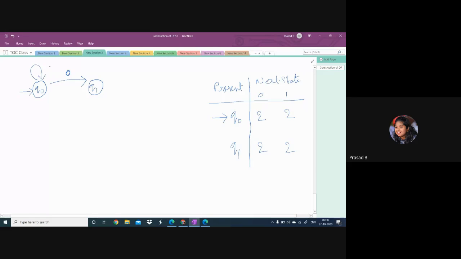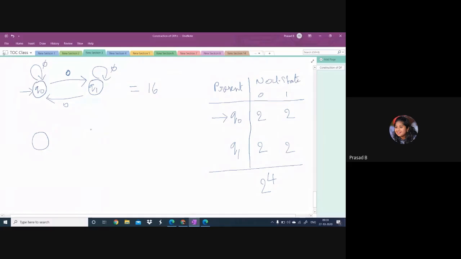Do you understand? Q0 on 0, you can remain in Q0 or go to Q1. Similarly, Q1 on 0, you can remain in the same state or go to Q0. So you have two possibilities each. Total 2 into 2 into 2 into 2, so 2 power 4, 16 options. In these two states, no one is final, so with no final state you will have 16 different DFAs.